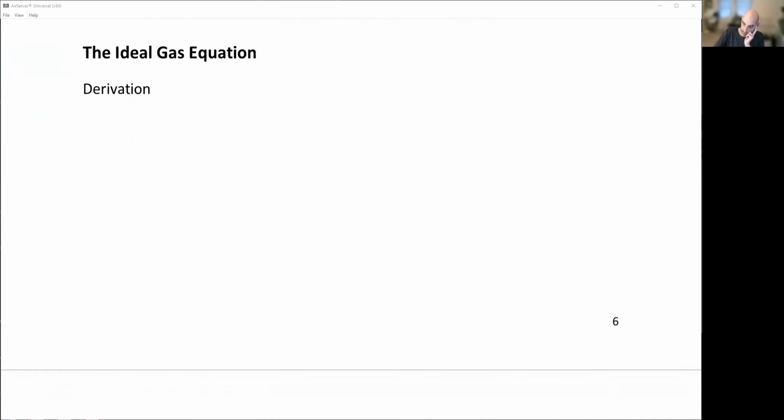So we just talked about it, so I'm going to talk about it again and again and again. PV equals nRT. Okay, so PV equals nRT is the ideal gas equation. That's the one that you need to know. Let's take a look at the derivation.